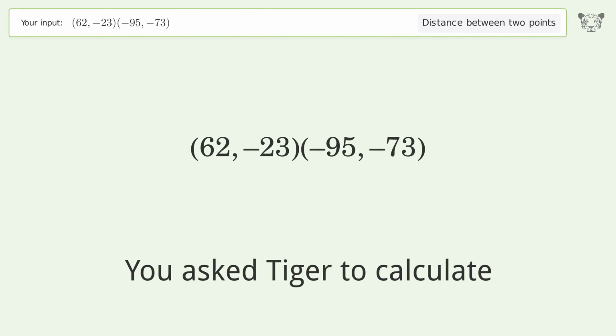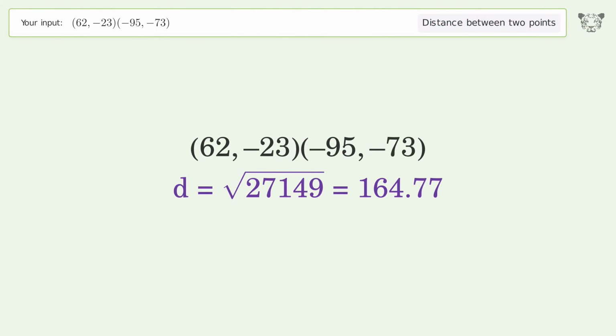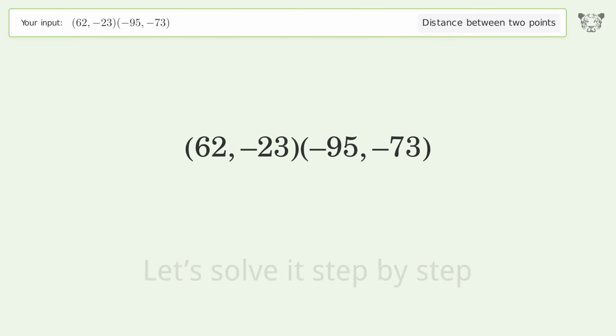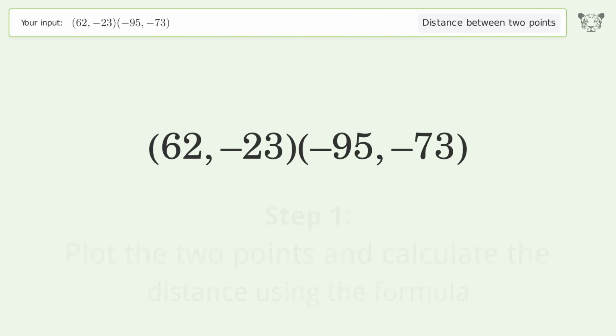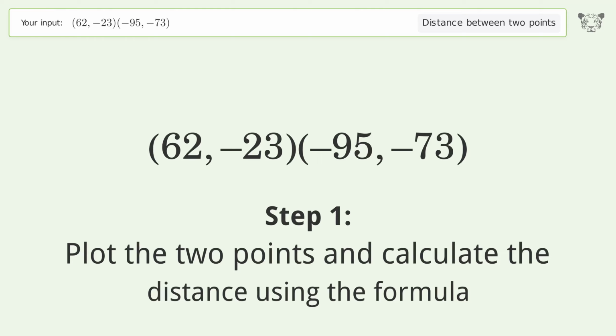You ask Tiger to calculate. This deals with the distance between 2 points. The distance between the 2 points is the square root of 27,149, or 164.77. Let's solve it step by step. Plot the 2 points and calculate the distance using the formula.